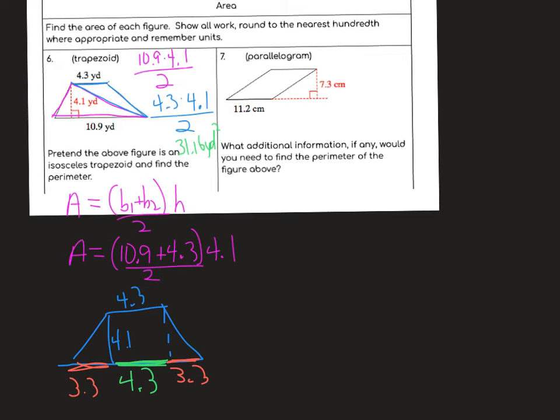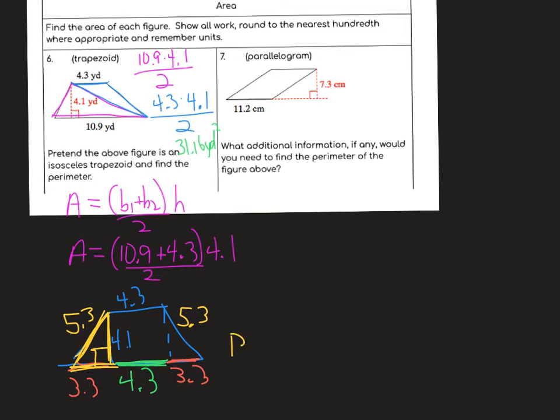Now, you might be asking, Mr. Butterworth, why are you doing that? I'm doing that because I need to find the length of the slanted side there. So I'm going to do the Pythagorean theorem. I'm going to do 3.3 squared plus 4.1 squared, and then I'm going to do the square root of that. So I get about 5.3 for the hypotenuse here, which is the same over here because we are isosceles. And that means that the perimeter of this thing is 5.3 plus 4.3 plus 5.3 plus 10.9.